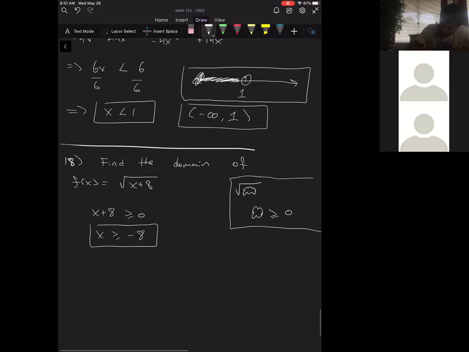So writing this on a graph, minus 8, we have the or equal to sign, so this is a closed dot, and it's saying x is bigger than that. And so we shade to the right. And that in interval notation is going to be minus 8 all the way up to infinity.